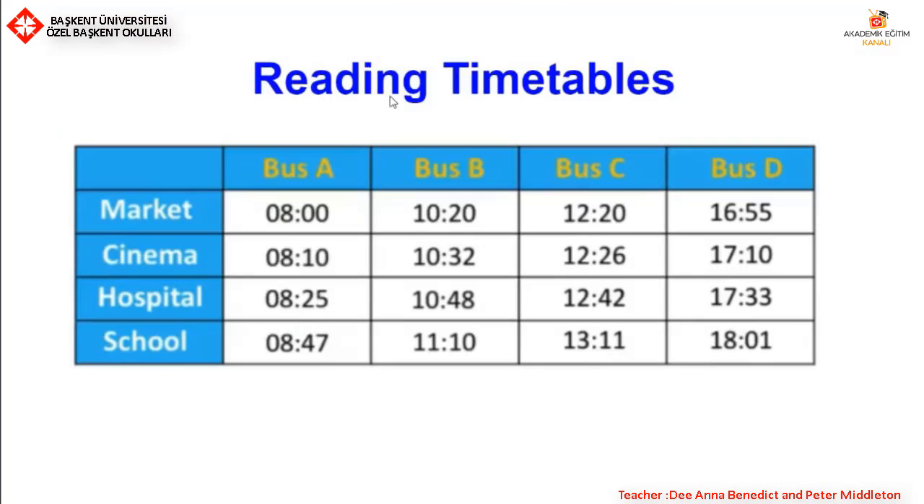Let's read the timetable. Here we have a timetable for buses, and there are 4 buses, bus A, B, C, and D, and there are 4 places that they go to on their journey. They go to the market, the cinema, the hospital, and the school. And you can see that bus A starts at 8 in the morning, 8 AM, and it finishes at the school at 8:47 or 13 minutes to 9 AM.